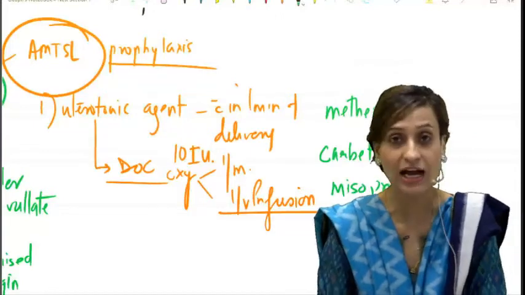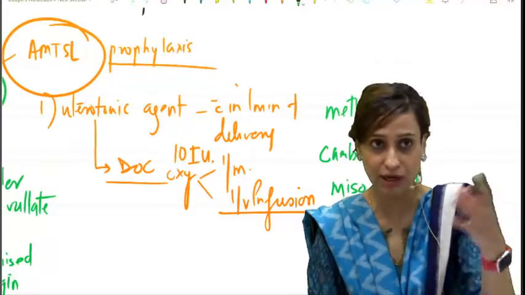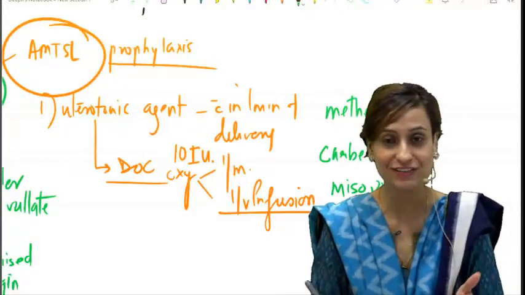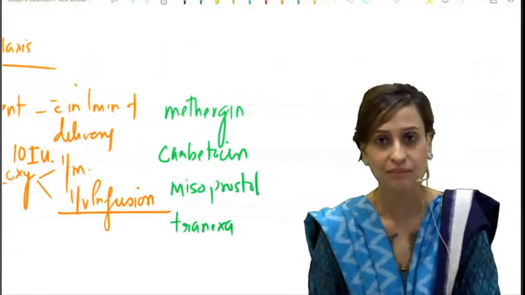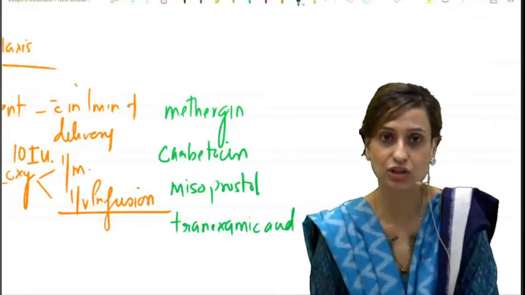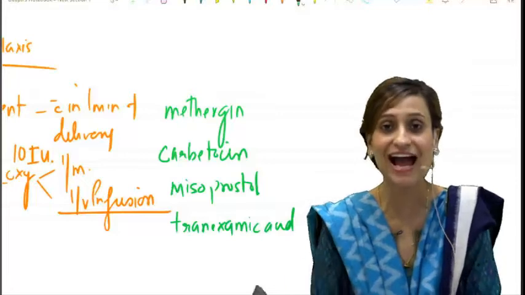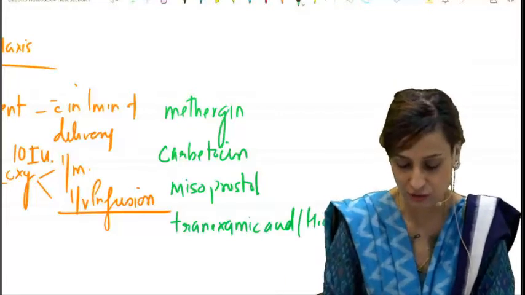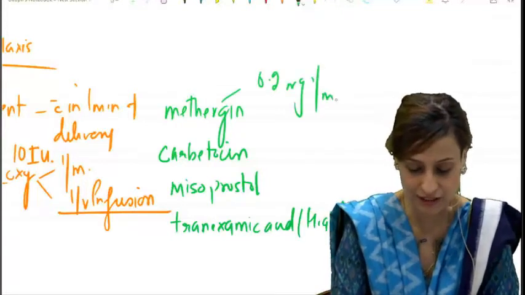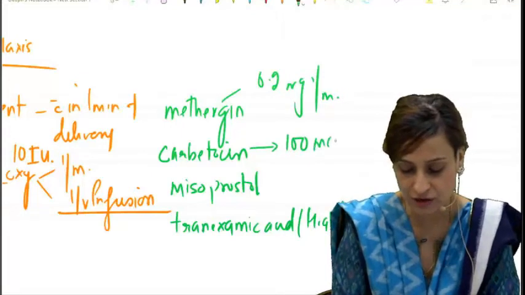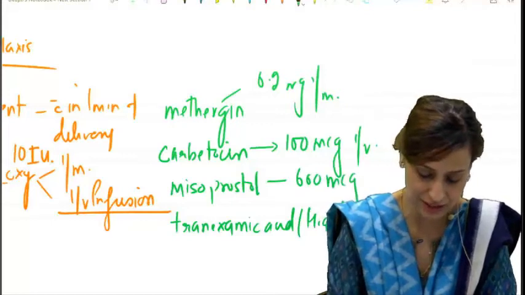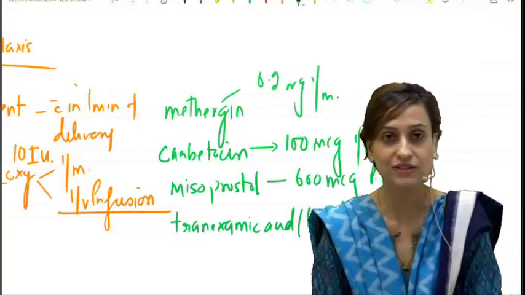The high risk patients can additionally, apart from uterotonic, also receive Trenexa. So Trenexa is not an alternative, it is an add-on therapy for high risk patients. Tranexamic acid is nothing but an antifibrinolytic drug. It is not a uterotonic. The dose of methergin is 0.2 milligrams IM. Carbetocin is 100 micrograms IV, and misoprostol is 600 micrograms per oral. That's the WHO recommendation.